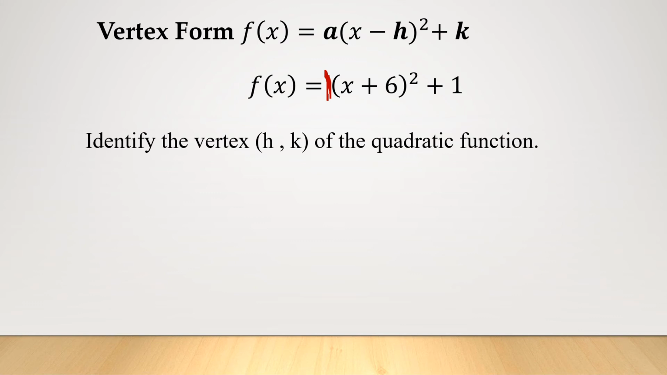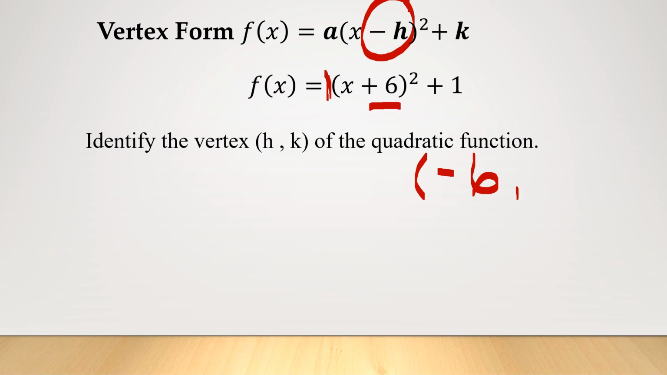Notice that in the original form, I see a minus h. But down here, there's a plus 6. Well, how did that happen? Well, now we have to remember that a negative times a negative is a positive. So therefore, in order for this to be plus 6, my h has to be -6.